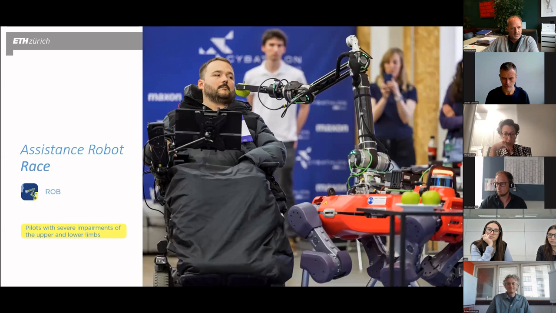Then we have the assistance robot race for people with severe motor impairments. These pilots have a great challenge to do. They have to control their own motorized wheelchair and a robotic device, which is maybe mounted onto the wheelchair or walking or rolling next to them, in order to help them in daily living tasks such as eating, cosmetic tasks, cleaning up, putting dishes into a dishwasher, and so on.